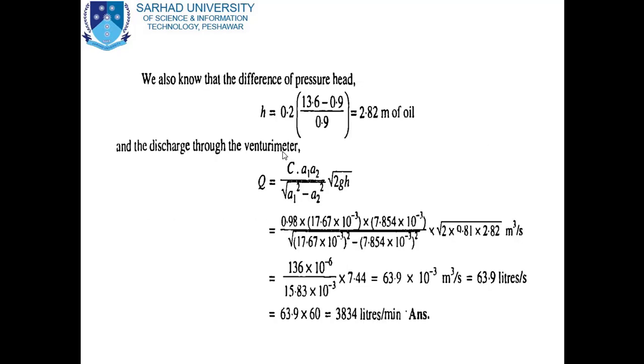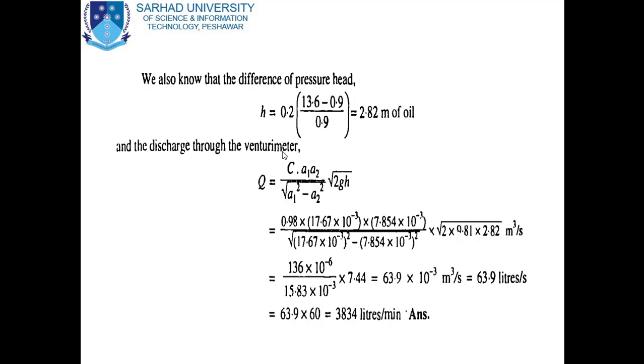Now we know that the difference of pressure head H is equal to 0.2, which is the mercury head given, into specific gravity of mercury minus specific gravity of oil, divided by specific gravity of oil. This will give you the pressure head of the oil, which is equal to 2.82 meter of oil.